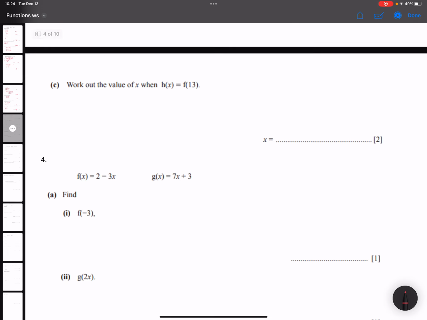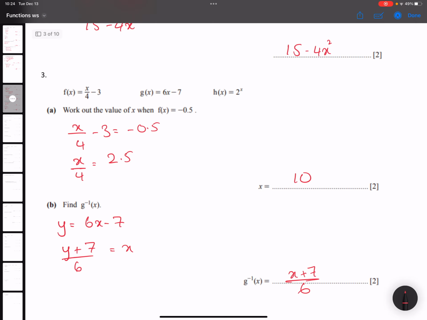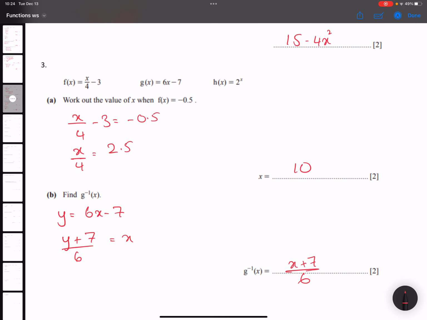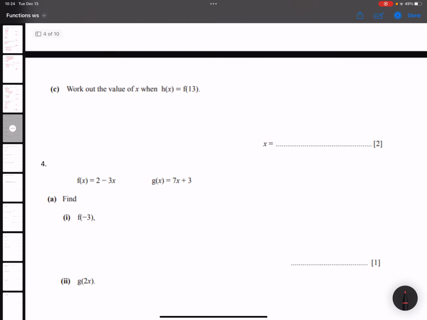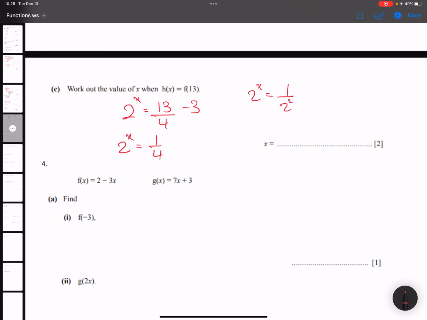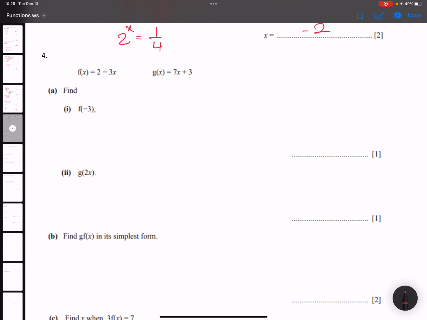Work out the value of x when h of x is f of 13. So h of x is 2 to the power of x. f of 13 is 13 over 4 minus 3. So 2 to the power of x is 13 over 4 minus 3. This is 1 over 4. 2 to the power of x equals 1 over 2 squared, which is 2 to the power of minus 2. x is equal to minus 2.